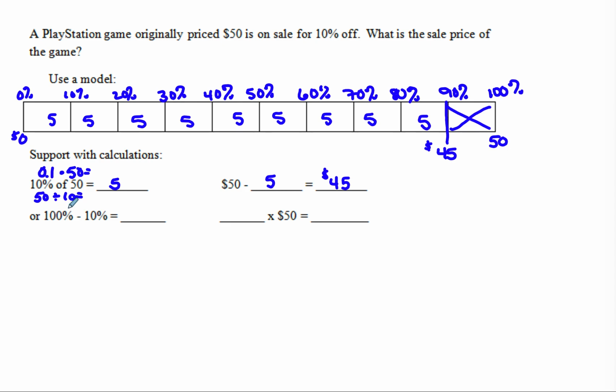Or we could say, okay, I know I'm going to pay 90% because 100% minus 10% is 90%. So I can multiply by the decimal of 90%, which would be 9/10 or 90/100ths. I get that by dividing by 100 or moving the decimal 2 places to the left. And 9/10 times $50 is $45. Either way of doing that problem is correct, but you do have to subtract in there somewhere because it's a sale price.